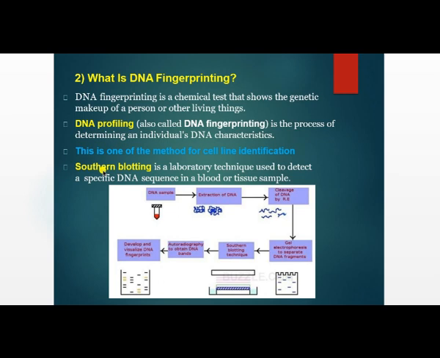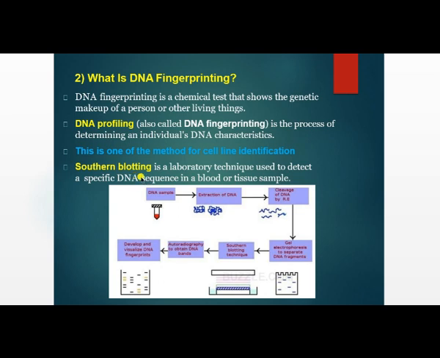Before starting this DNA profiling, we require some stepwise process. In this DNA fingerprinting or DNA profiling, we require electrophoresis and the Southern blotting technique, plus autoradiography. So that we will see here. Southern blotting is a laboratory technique used to detect a specific DNA sequence in a blood or tissue sample. For the DNA, we are using a blood or tissue sample, from which we isolate our DNA. By following the Southern blotting and electrophoresis technique, we separate out the DNA on the basis of their molecular densities.